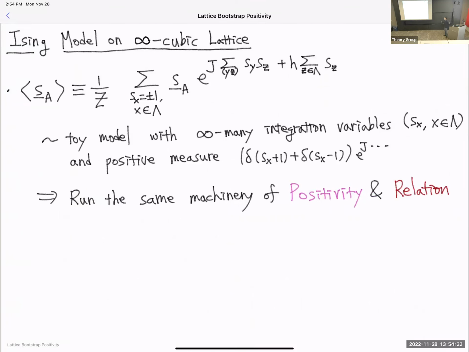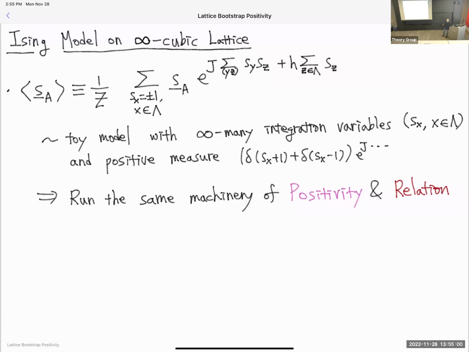Okay, the point is the following. I'm using the same notation as in the toy example case, because this is essentially the same problem. In the toy example case, we had only one variable, x. Now we have infinitely many variables, one per each site, which take discrete values, but you can just imagine that they are delta function supported. And we have some positive measure. So this is just a toy model now with infinitely many integration variables and a positive measure.